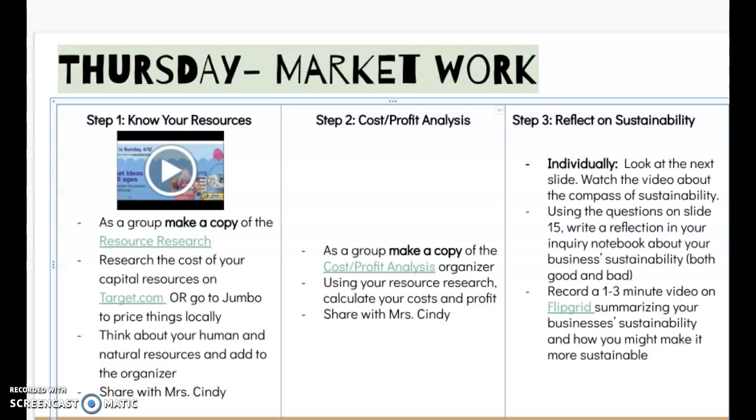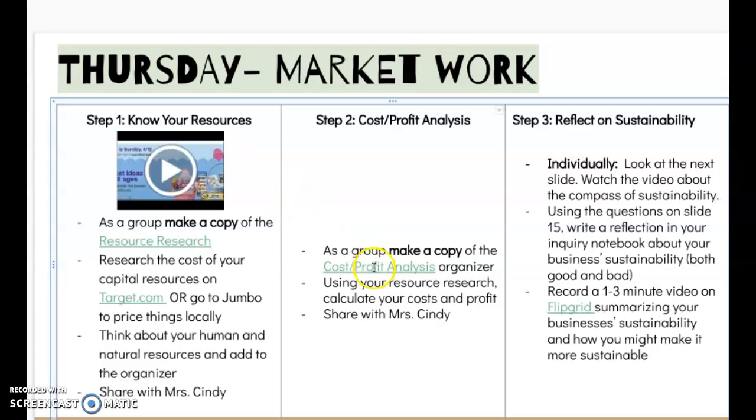Okay, so at the last step, you researched your resources, you found out exactly what products you would need to make your good or your service, and you should have come up with the total cost. So that's the amount of expenses you're going to have, the amount of money you are going to spend on your product. So that all happened in step one. In step two, we're going to do what's called a cost profit analysis.